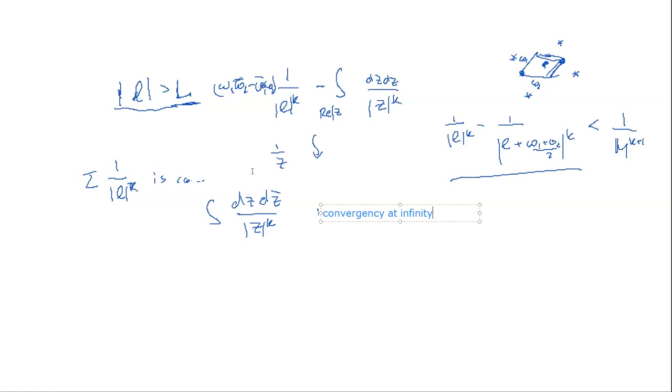But now, for calculation of this integral, I can pass to polar coordinates. So it's the integral r dr d phi over r to the power k. So it's dr d phi over r to the power k minus 1. For k minus 1 greater than 1, this integral converges at infinity. So my sum converges for k greater than 2.